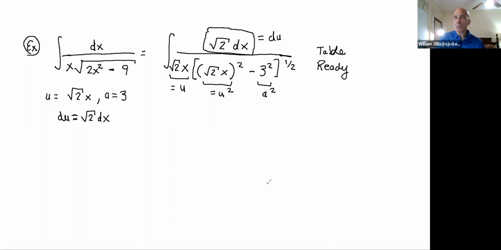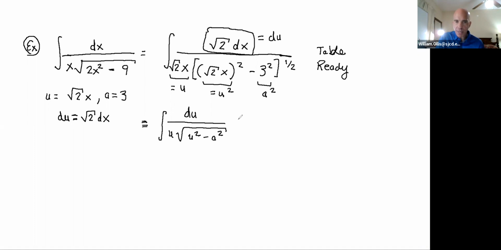Now, what might be interesting here is to go ahead and just write in the new variables. Normally I won't do this, but I want everybody on the same page and comfortable with this. So this is really just what? Du over u times the square root of u squared minus a squared. That's exactly our formula for the inverse secant formulation that we just derived. And so you don't have to do this. I'm basically just showing you that at this point we're done.